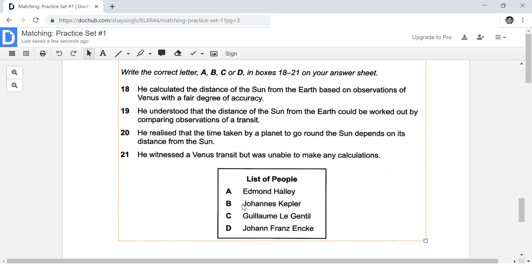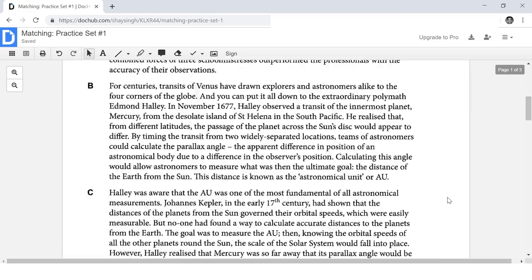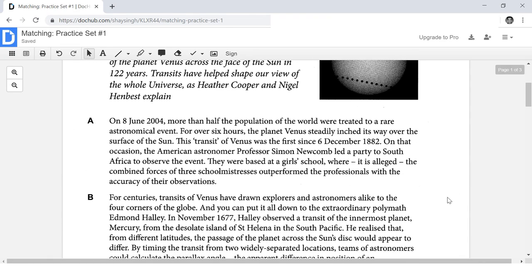The reason is that these keywords are proper nouns, so it's going to be very easy to find them. So we're going to be looking for all of these names: Edmund Halley, Johannes Kepler, Guillaume Le Gentil, I think that's how it's pronounced, and then I think it's Johann Franz Encke, I'm not sure, but those are the names that we are going to be looking for in the reading passage. So have these names in the back of your mind, and once you know what you're going to be looking for, then let's come back up to our reading passage and let's start scanning for these names.